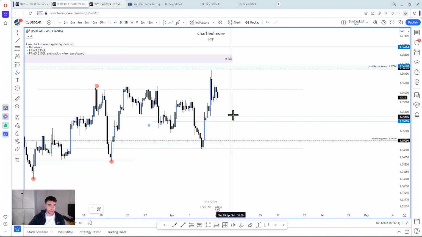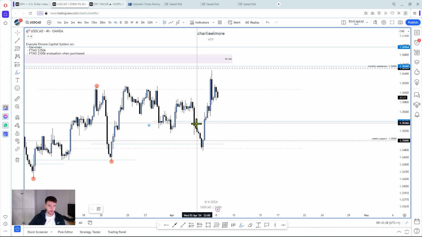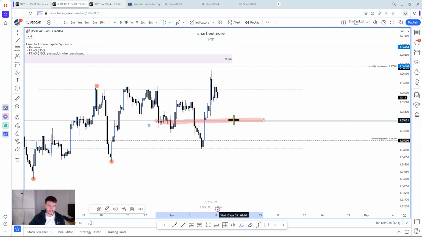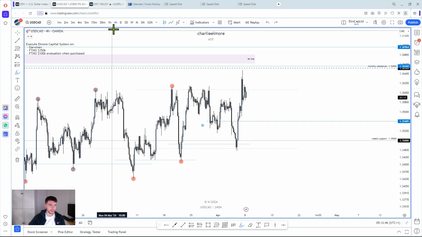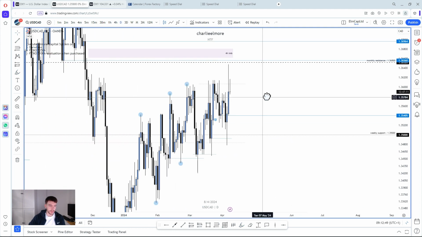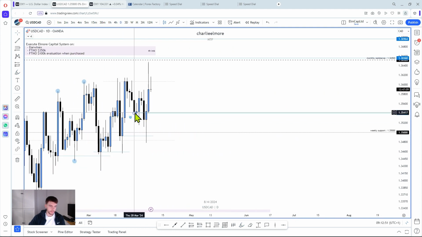So what price is doing now, can it actually come back down, retest this area, form a confirmation, and away we go? That would be really, really nice. So if I go to the daily, you'll see what that is. That's just that there. Okay.